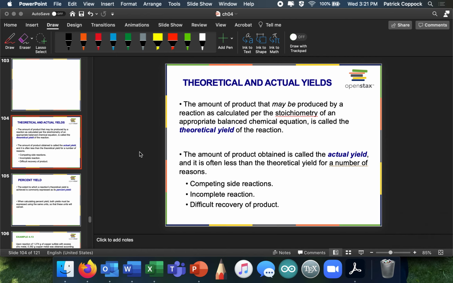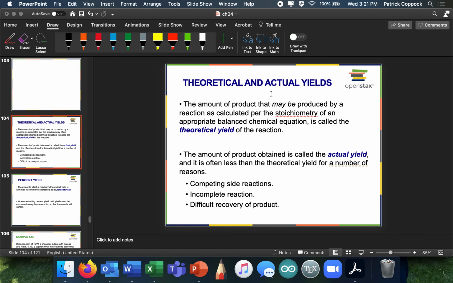Okay, so let's talk now about how things oftentimes really are. Oftentimes, we don't actually get everything we hoped we were going to get. Of course, right? So when we measure that as chemists, we measure what we actually got and what we thought we were going to get, okay?